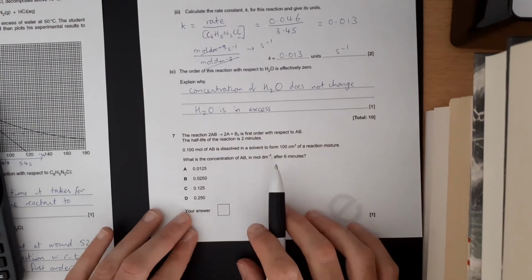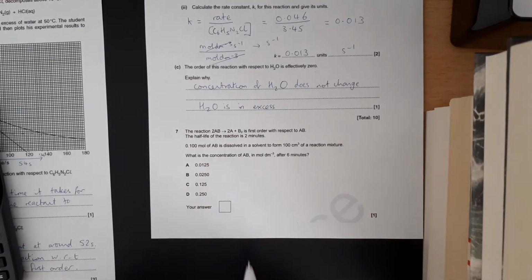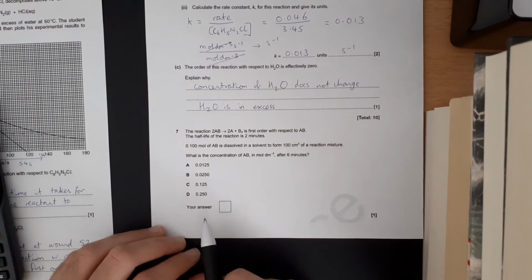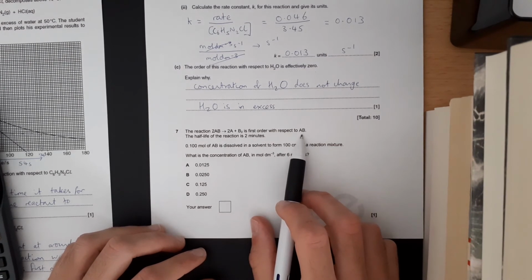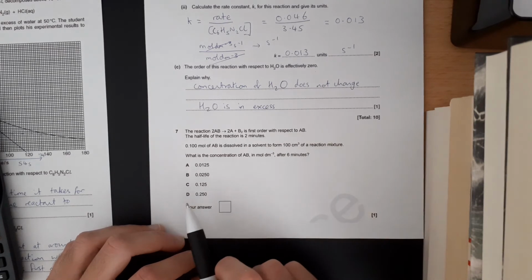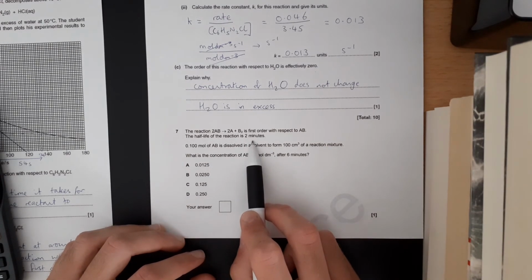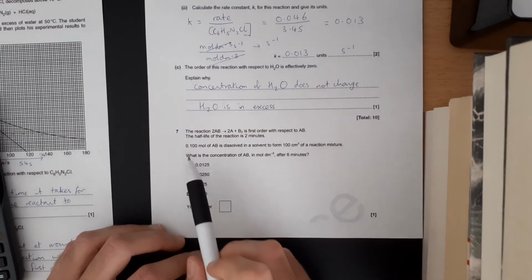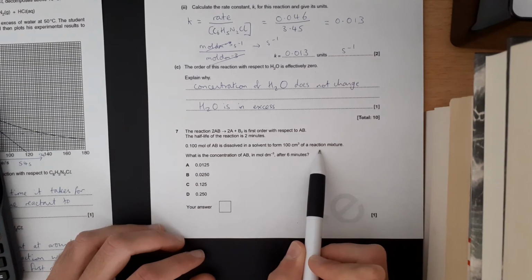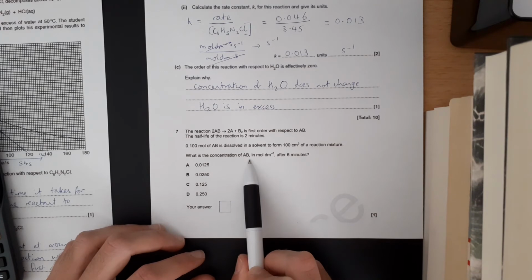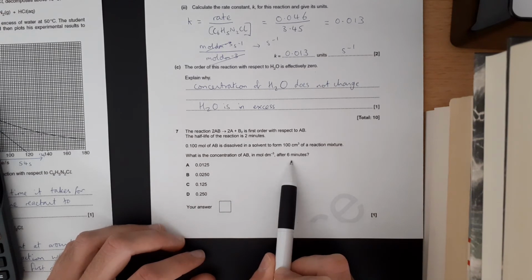And then finally, just to finish off here, we've got a multiple choice question, which is getting at the idea of half-lives from a slightly different angle. We've got a reaction here, and it's saying it's first order with respect to this reactant AB, and it's telling us that the half-life of the reaction is 2 minutes. 0.1 moles of AB is dissolved in a solvent to form 100 centimeters cubed of a mixture. What is the concentration of AB after 6 minutes?